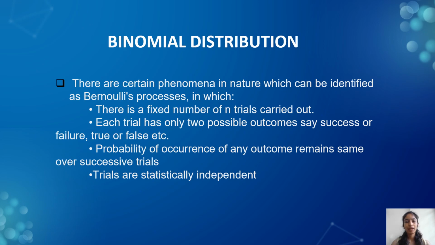Binomial distribution. There are certain phenomena in nature which can be identified as Bernoulli processes, in which there is a fixed number of n trials carried out. Each trial has only two possible outcomes, say success or failure, or we can call it true or false. The probability of occurrence of any outcome remains the same over successive trials. The trials are statistically independent.